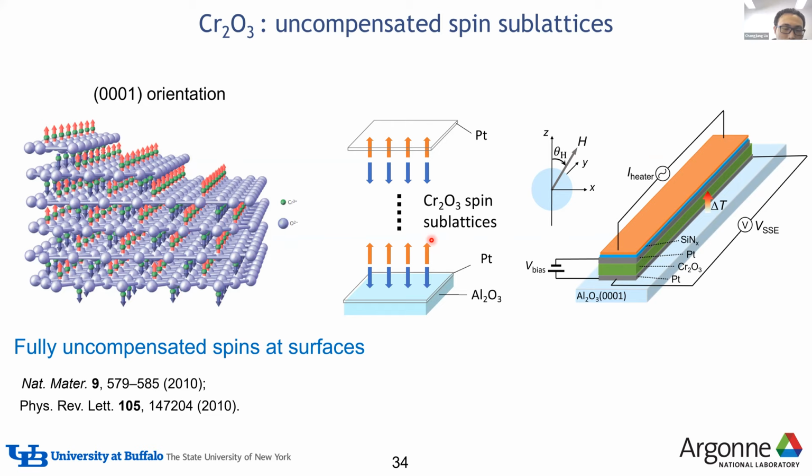As shown in this geometry, we have two platinum layers on both the bottom and top surface. And these two platinum layers can be used as a detector to detect the spin current. We can also use these two platinum layers as the electrodes to apply an electric field, which I will show you in a bit, and this electric field can be used to control the Néel axis.